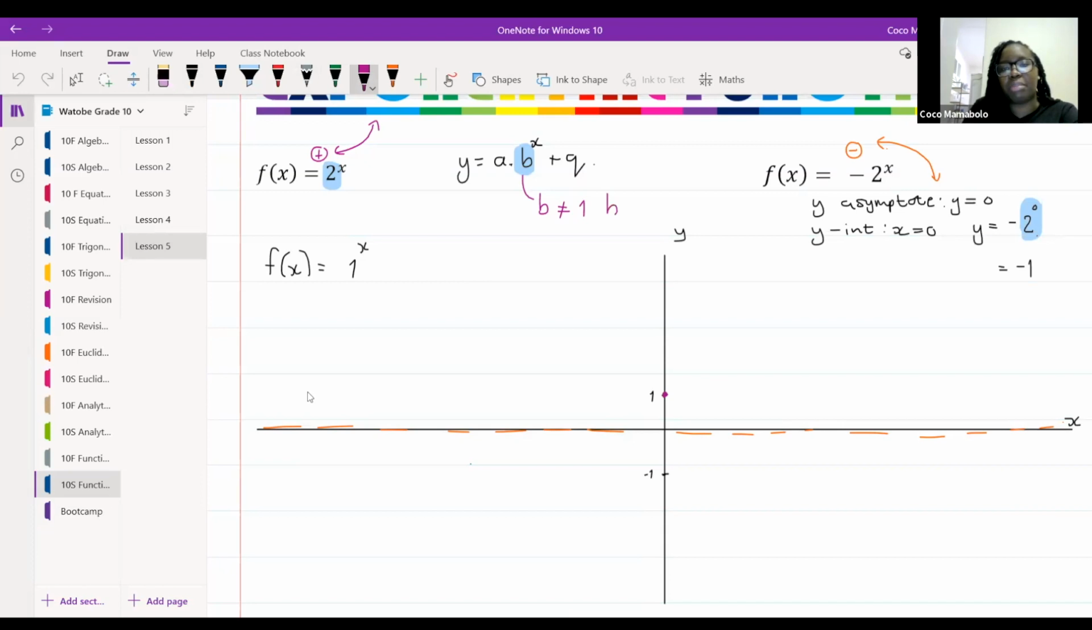Same as if I said b cannot be equal to 0, because 0 to the power of anything is also equal to 0. So I would get a straight line at 0. So b cannot be equal to 0. b cannot be equal to 1, because at these 2 points, we're going to have issues. Same with this a over here. a cannot be equal to 0, because if a becomes 0, then I'm just going to get 0 across the board, and my graph is going to be a straight line. So these things are very important. We need to make sure that we're considering them.